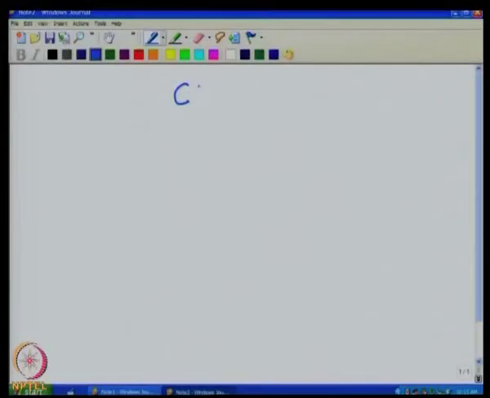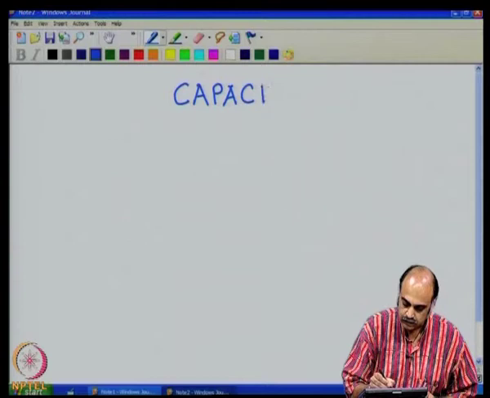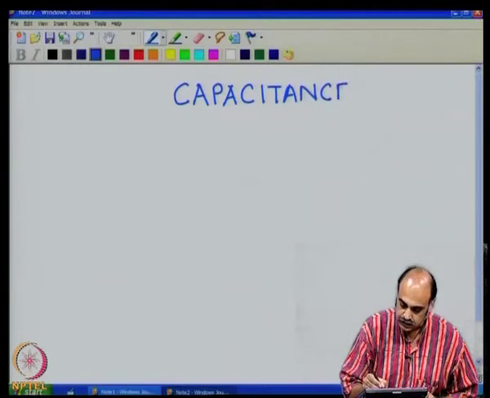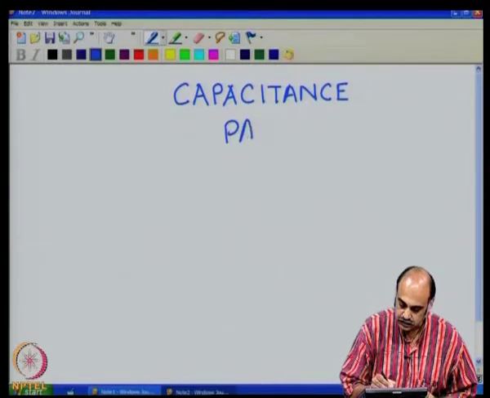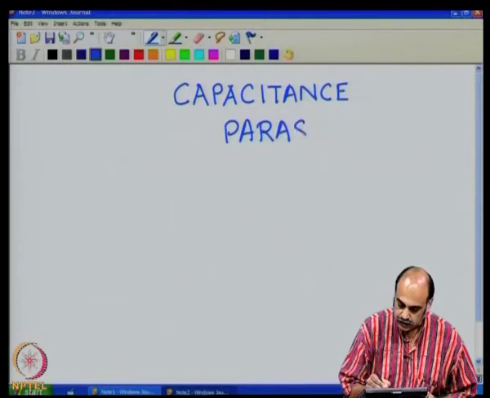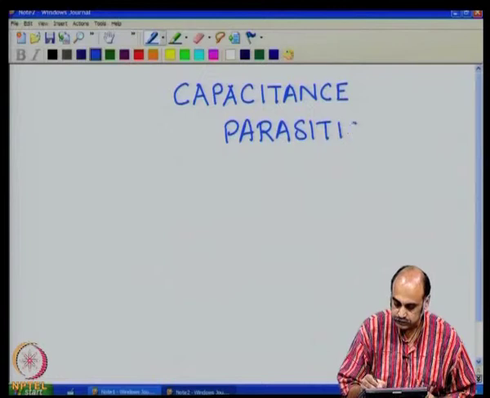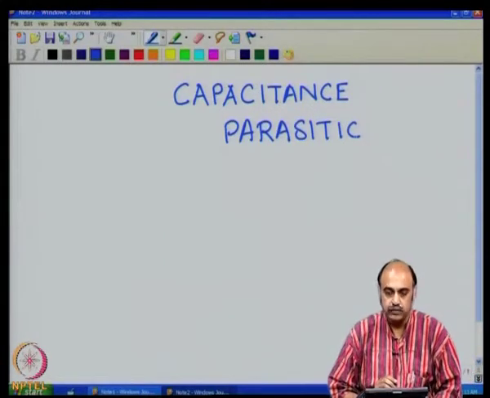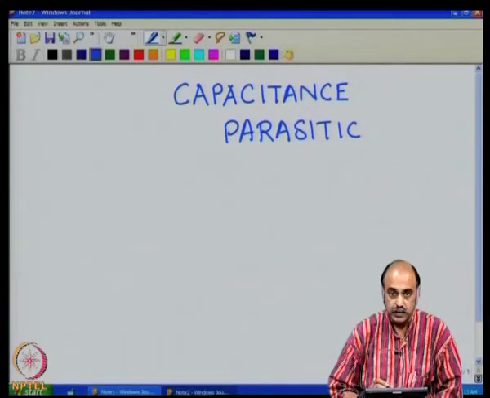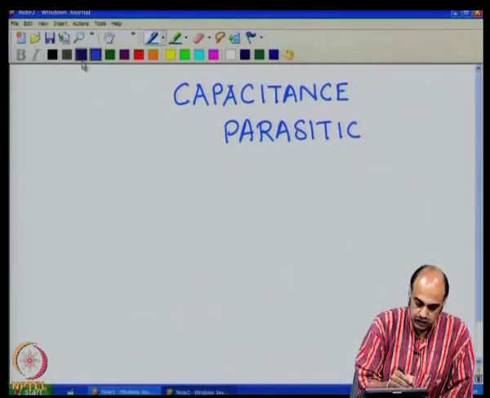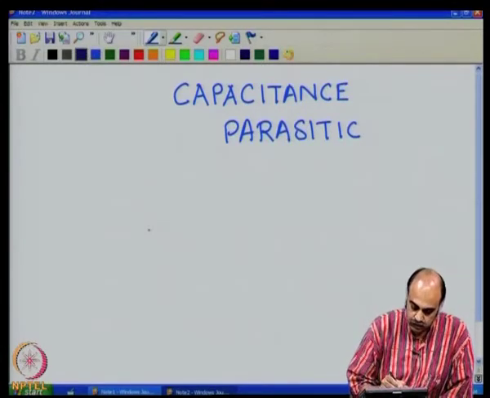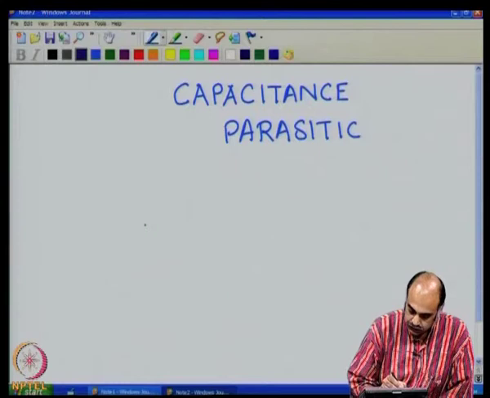Now, coming to the capacitance parasitics. So, let us start with the discussion on the capacitance parasitic component on the printed wiring board and how it is going to have an effect on the operation of the circuits.